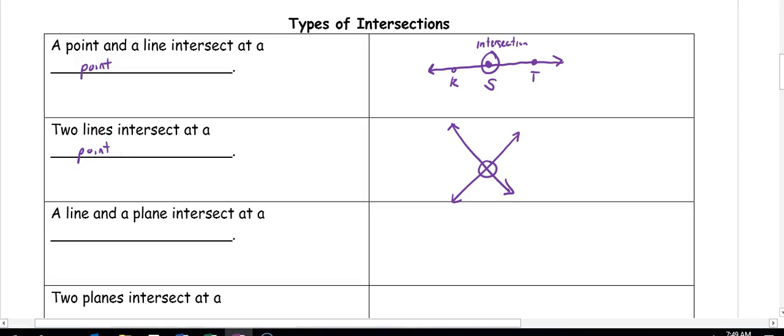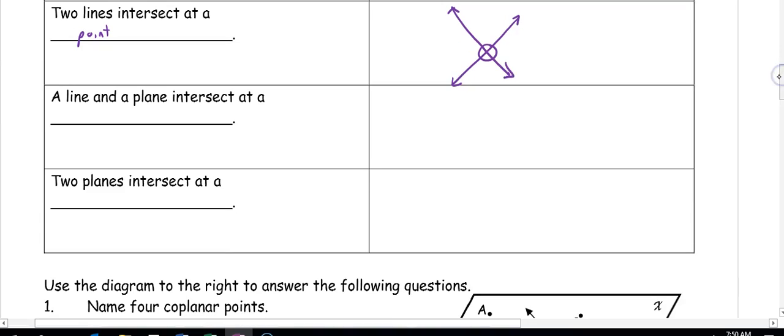Think about last year when you were doing systems of equations, when we were graphing lines, we found the solution by figuring out where those lines intersected with each other. The next one is a line and a plane. So a line and a plane intersect at a point. So if I have a plane and then I have a line that's going through it, it's going to intersect at that point.